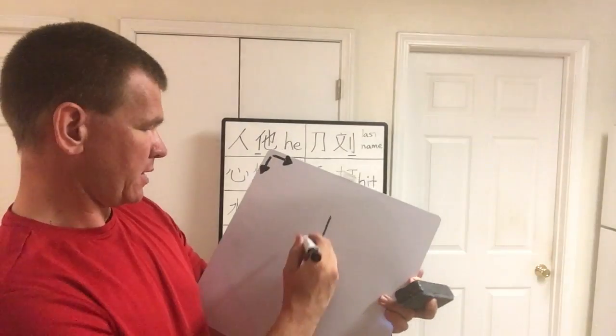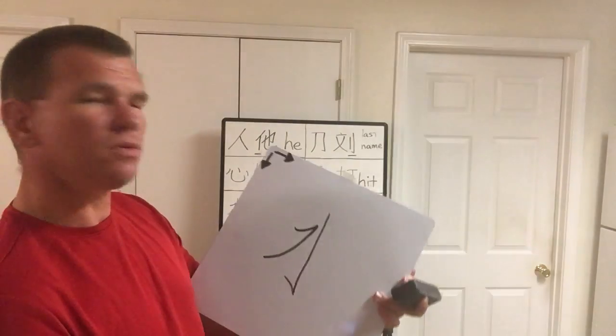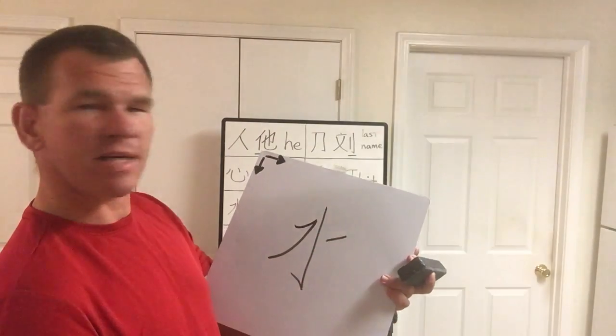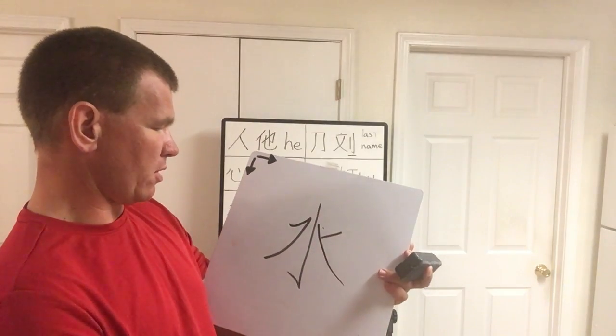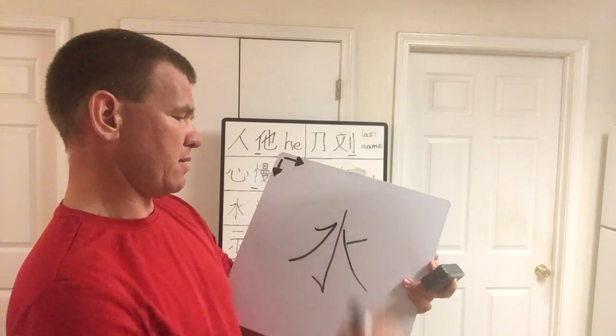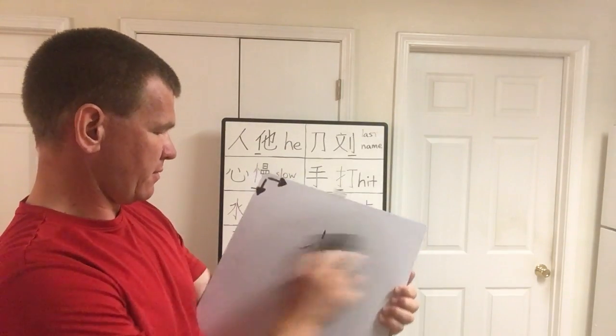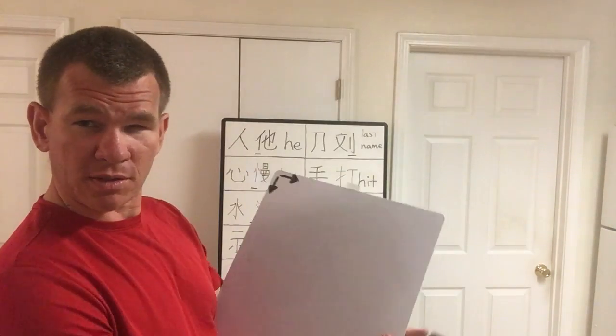1, 2, so 2 directions, 1 stroke. 3, 4. Sorry. Okay. All right. That's water. Now I'll show you what it looks like as a radical.